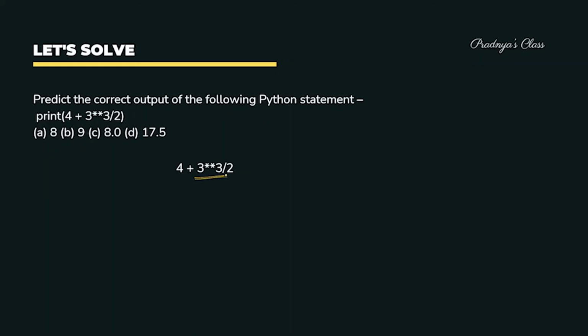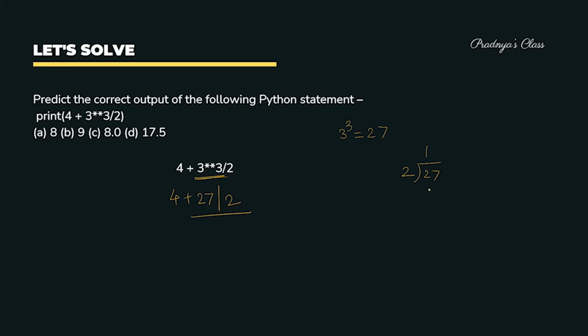First, the exponentiation operator will get evaluated. So 3 cube will be 27. So 4 plus 27 divided by 2. After that, the division operator will get evaluated. So 27 divided by 2. Now it's a division, so we will work out 27 divided by 2.